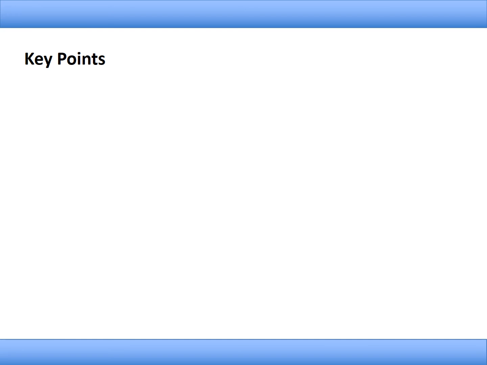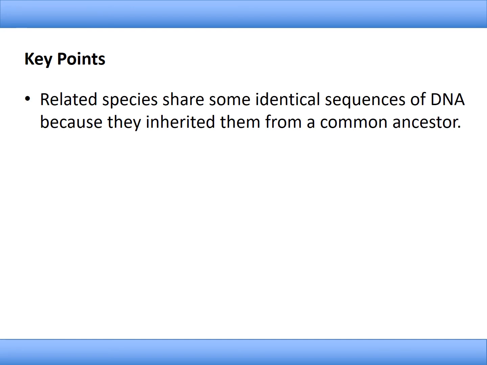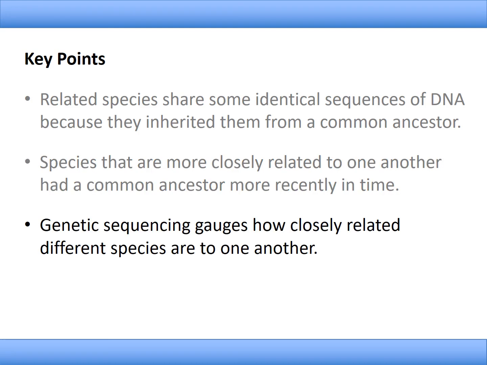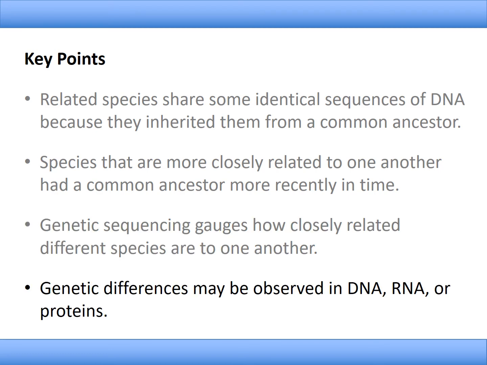All right, so the key points from today's lecture so far are that related species share some identical sequences of DNA because they inherited these sequences of DNA from a common ancestor. Species that are more closely related to one another had a common ancestor more recently in time. Genetic sequencing gauges how closely related different species are to one another. And genetic differences may be observed in DNA, RNA, or proteins.